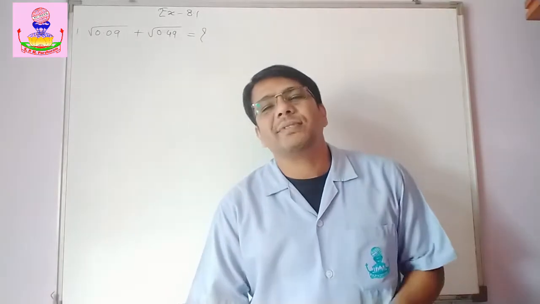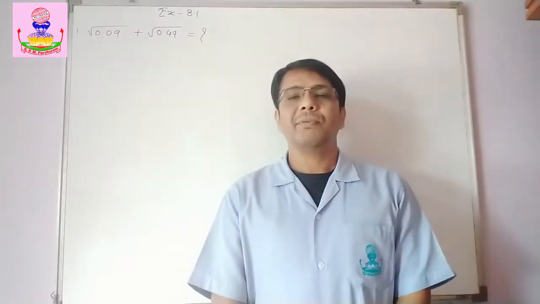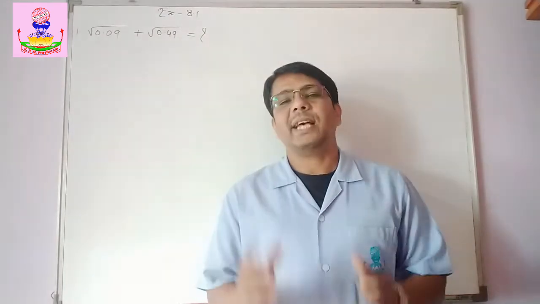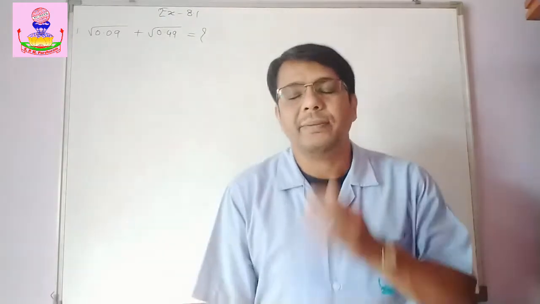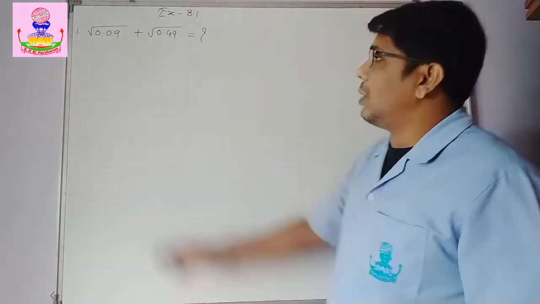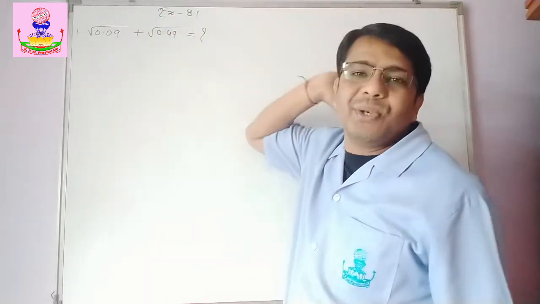Last time we have seen all the concepts related to squares and square roots. Today we are going to study the examples based on it. Exercise 8.1, example number 1 is on the board. Square root of 0.09 plus square root of 0.49 is equal to how much?